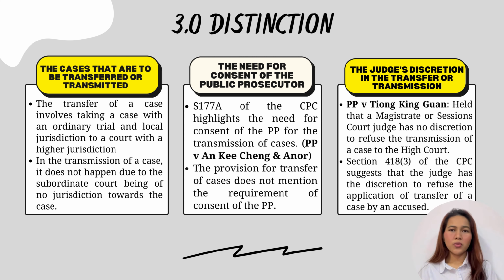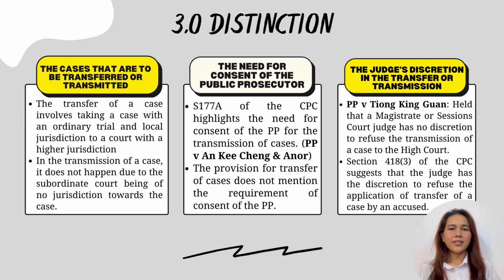Another distinction between the two can be observed in Section 177A of the Criminal Procedure Code. It highlights the need for consent of the public prosecutor for the transmission of cases. In the case of Public Prosecutor against An Ki Cheng and another, it is stated that a magistrate cannot transmit a case to the High Court without the consent of the public prosecutor. In contrast, the application for transfer of cases does not mention the requirement of the consent of the public prosecutor. The provision only indicates that the trial application is to be made by the public prosecutor, and the magistrate shall stay proceedings and transfer the case to a High Court.